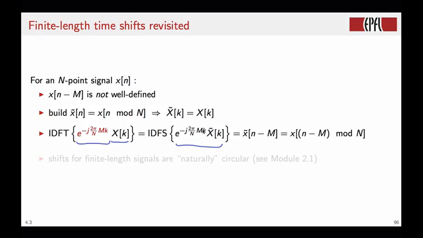But we know that the inverse DFS of this will be a delayed periodic sequence. And if we go back to the definition of how we build this periodic sequence, this will be simply x of n minus M modulo big N. What we have shown here is that if we think of the Fourier representation of a finite length signal, circular shifts are the natural extension of the shift operator to finite length signals, because the underlying Fourier representation is the same as that we would use for a periodic signal built on the finite length signal.